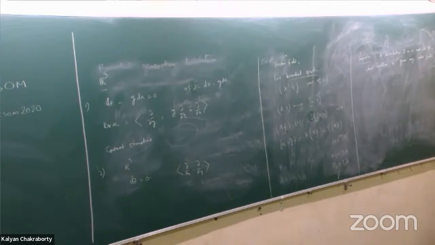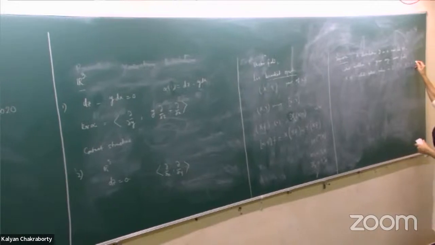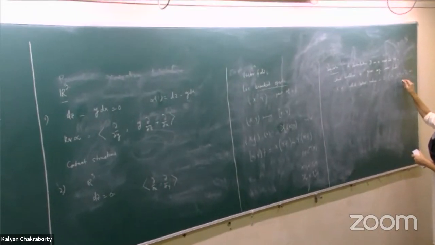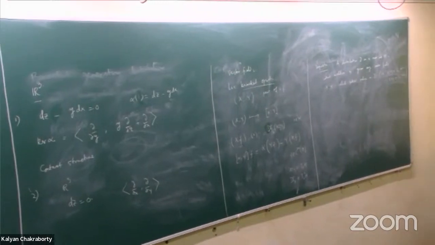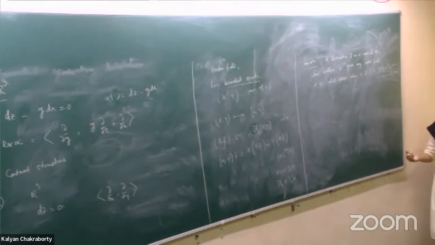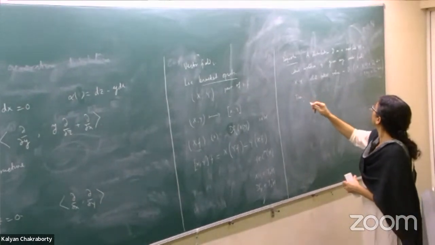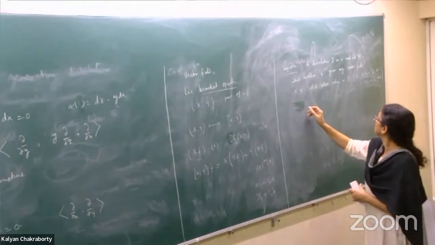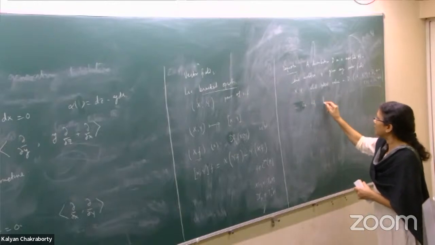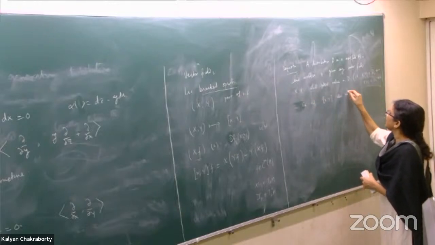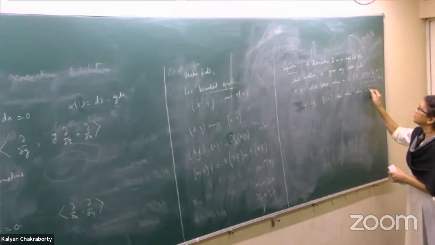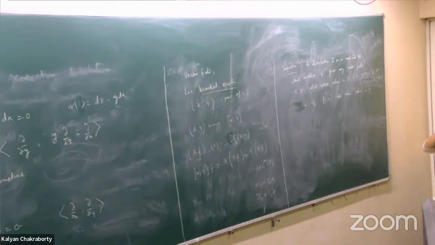So a distribution D is called involutive if, given any vector fields X, Y which take values in D, that is, vector fields in D or vector fields taking values in D, then the vector field given by the Lie bracket of X and Y also takes values in D. So this is called an involutive distribution.